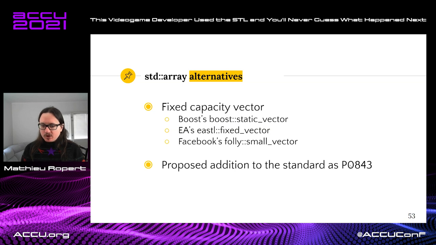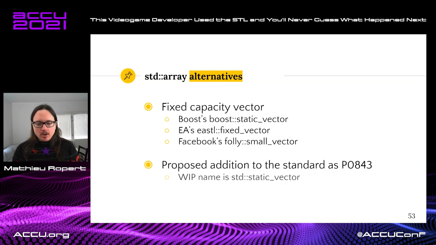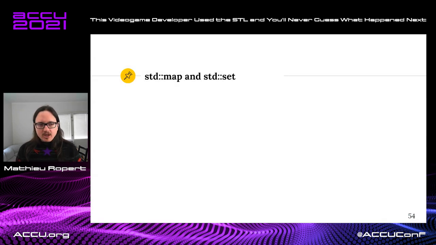There has been a proposal to the standard to add it. I think it hasn't been moving since I wrote this talk two years ago. I am not sure what the status is today. The work in progress name would be std::static_vector, but I think it's still in discussion. I don't think the original author has worked on it recently. And with that said, we can move to associative containers.